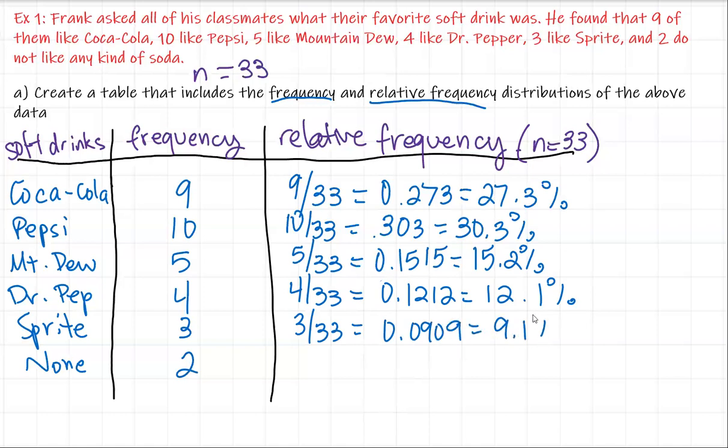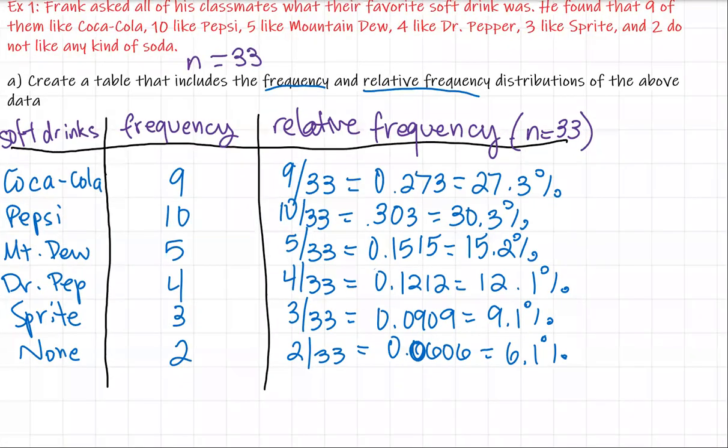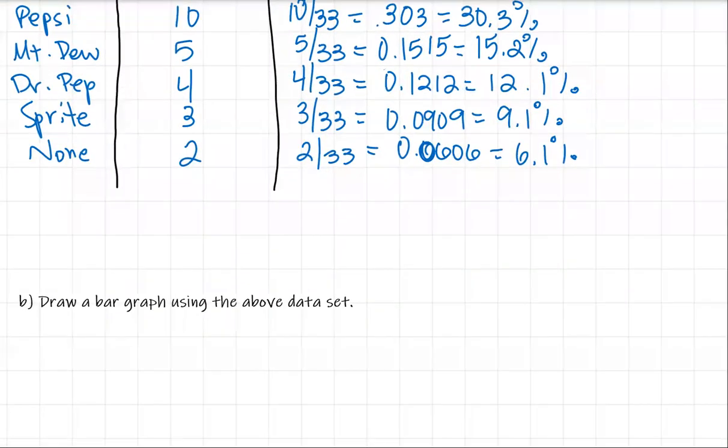There's our 9.1, and then our last one, 2 divided by 33. That's a 0.606. Here's our 6.1%. Okay, so there is our table that shows the frequency and the relative frequency distribution. Okay, not terrible. Let's continue. We're gonna make a bar graph using this stuff.